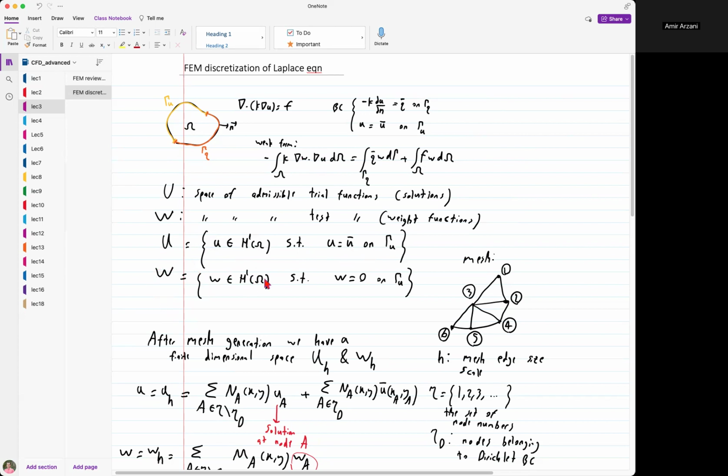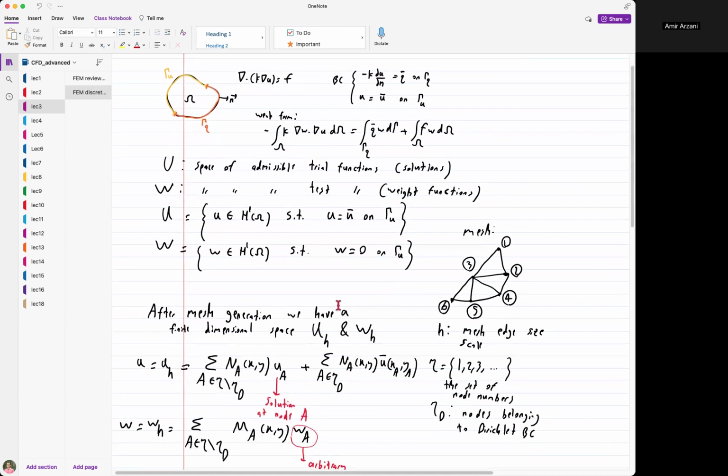And we have the same space for the test functions W. The only difference is that, as we mentioned last time, if you think about these test functions as your variations, their variations are not allowed on the Dirichlet boundary because we exactly know the solution. So W is equal to 0 on the Dirichlet boundary.